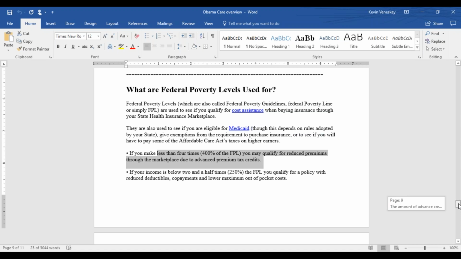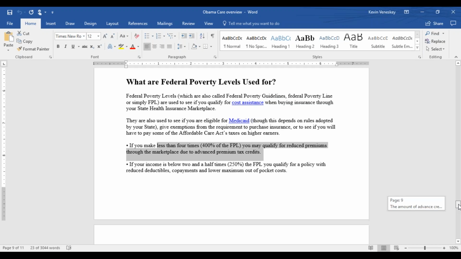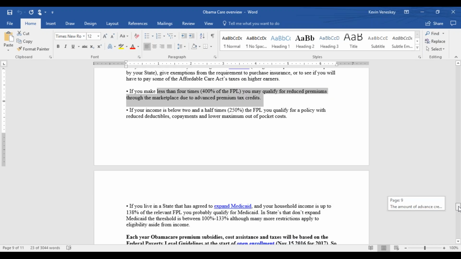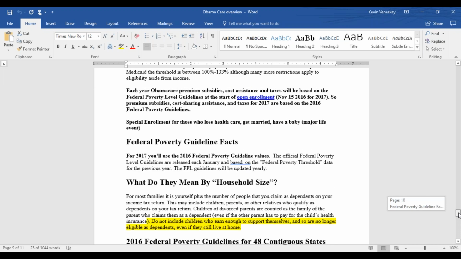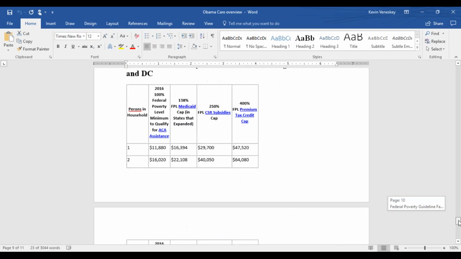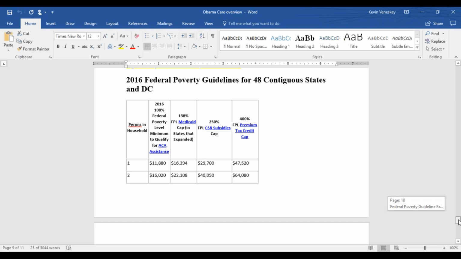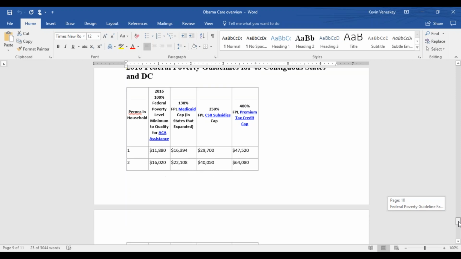So if your premiums would have normally been $400 a month, if you meet certain guidelines, it continually goes down, down, down, all the way up to 400%. You will get at least something back if you're lower than that. And I wanted to give you an idea of what the poverty levels were as of the 2016 year.